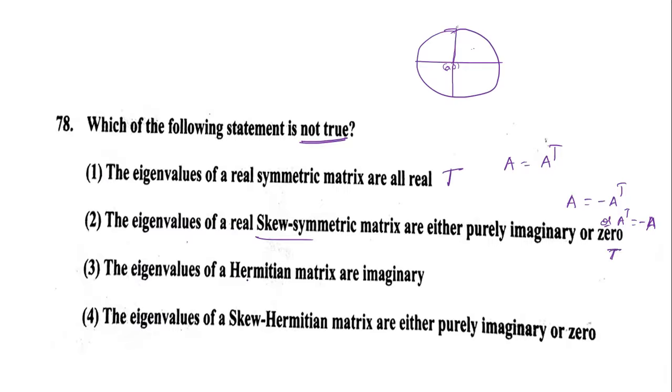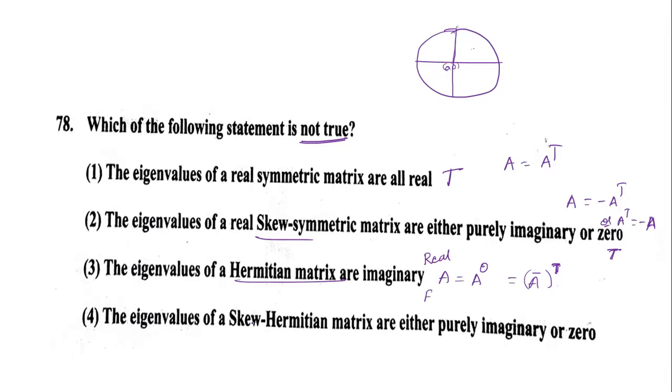The eigenvalues of a Hermitian matrix are imaginary. Here, A is equal to A theta, that means A conjugate transpose. Here we get real eigenvalues. Therefore, this is false.